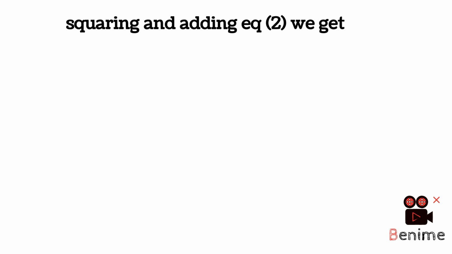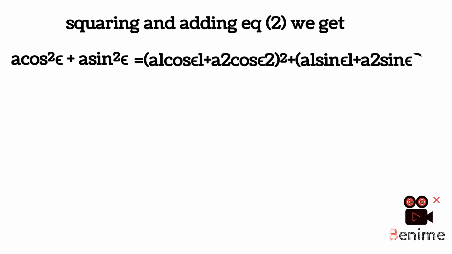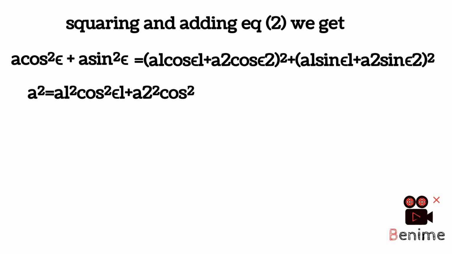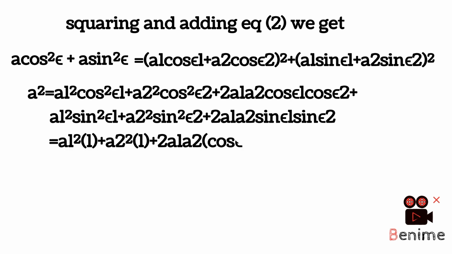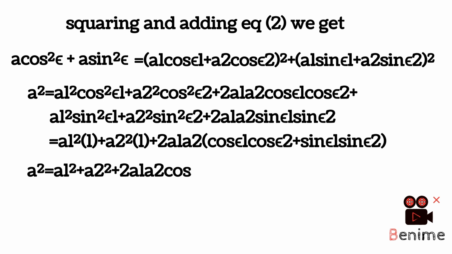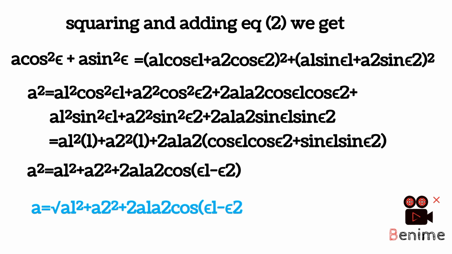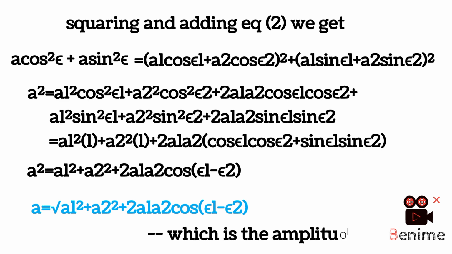Squaring and adding equation 2, we get a cos square epsilon plus a sin square epsilon equal to (a1 cos epsilon 1 plus a2 cos epsilon 2) whole square plus (a1 sin epsilon 1 plus a2 sin epsilon 2) whole square. Using the (a plus b) whole square formula, we solve the right hand side and we get a square equal to a1 square plus a2 square plus 2 a1 a2 cos(epsilon 1 minus epsilon 2), which gives us a equal to root of a1 square plus a2 square plus 2 a1 a2 cos(epsilon 1 minus epsilon 2), which is the amplitude.